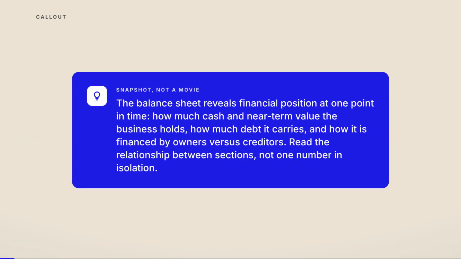A balance sheet gives a glimpse into the health and composition of a business, but only at one point in time. It helps you see the short-term cash position, the debt load, and how the company is financed by owners versus creditors. High current assets may suggest more near-term flexibility, while heavier liabilities mean the business owes more to outsiders. The key is not to read one number in isolation, but to read the relationship between the sections. The balance sheet is a map of financial position, not a full movie of performance.